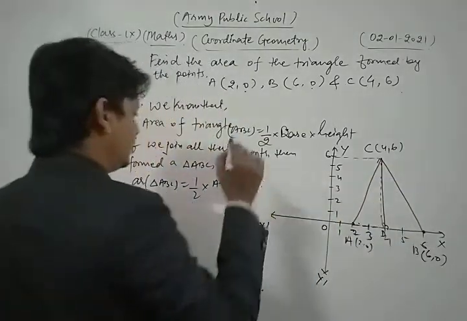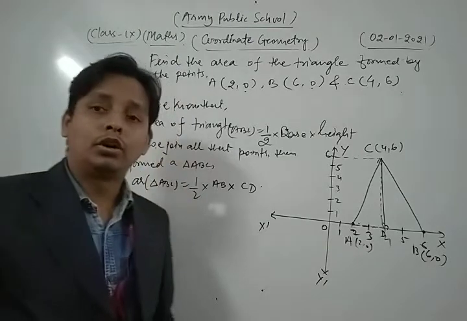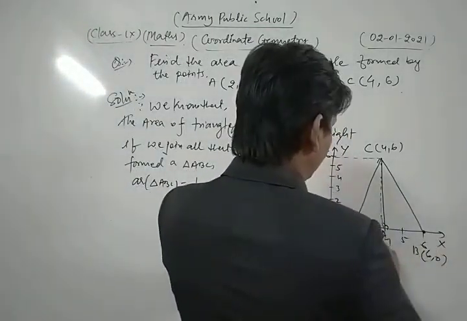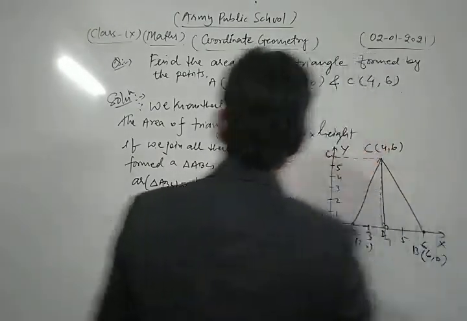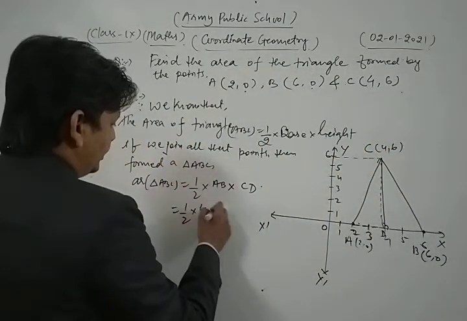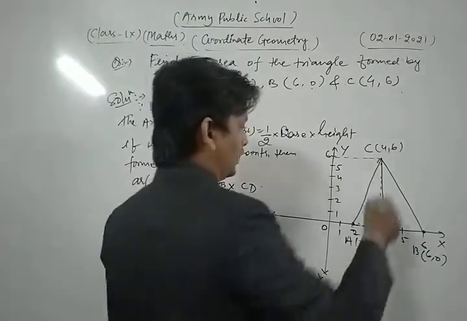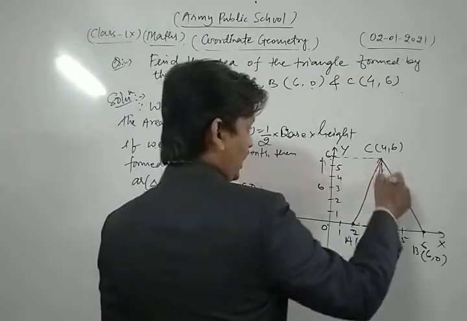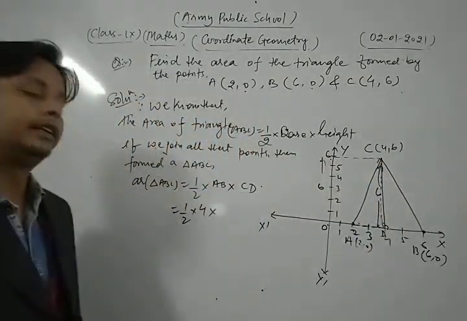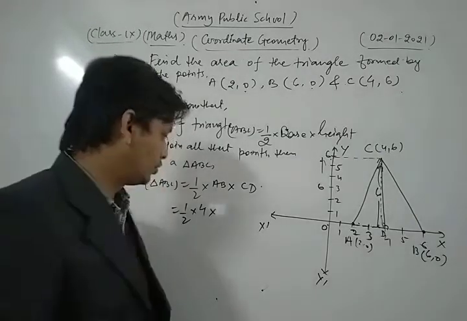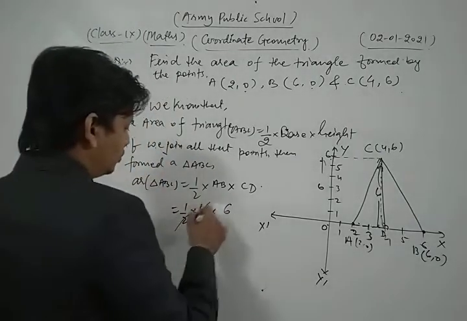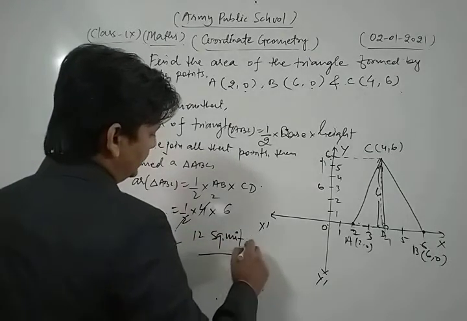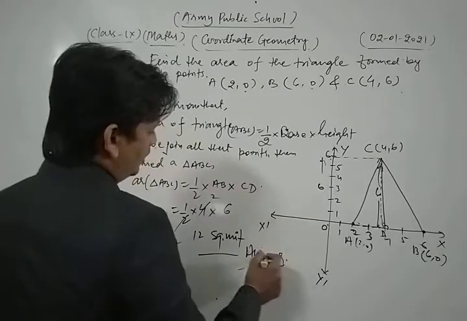Now let's see, we find the distance of the base AB. AB is 1, 2, 3, 4 units. So here AB is 4 units. Now CD is what? This is parallel to the y-axis, so this is 6, so the height of that triangle is 6. So here we write 6. Now we simplify: 2 times 4 is 8... 2 into 6 is 12. 12 square units. This is our required solution of the given question.